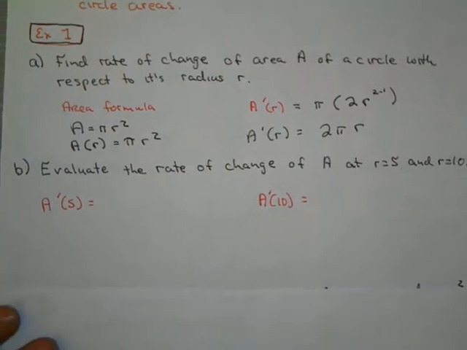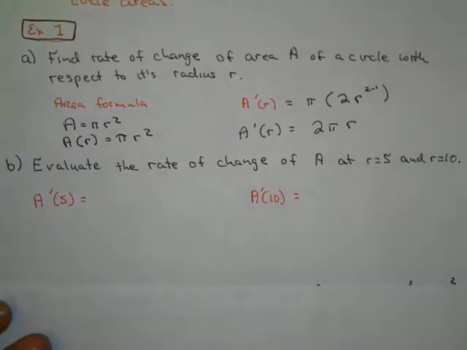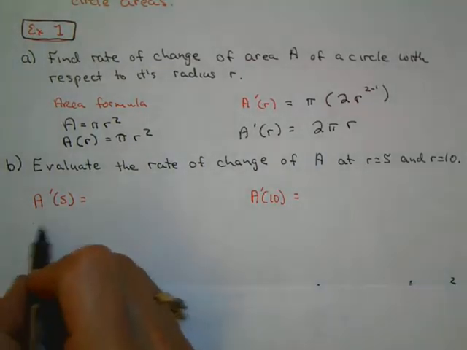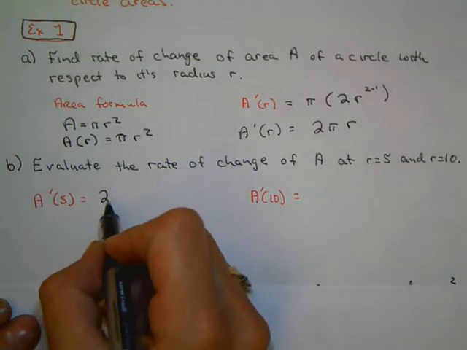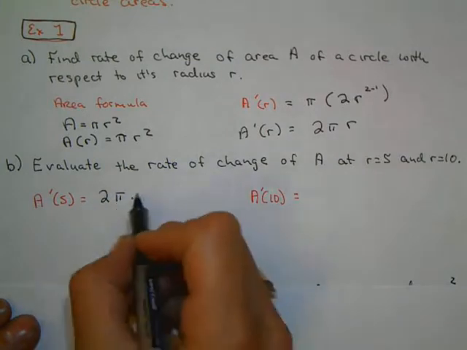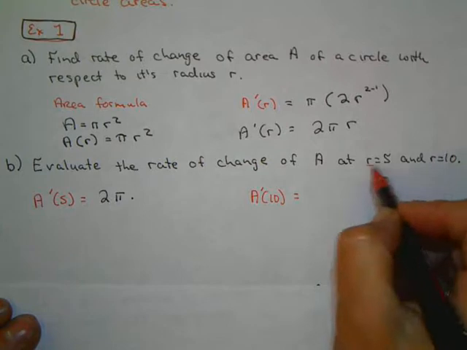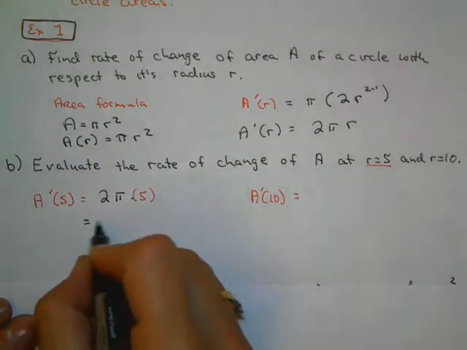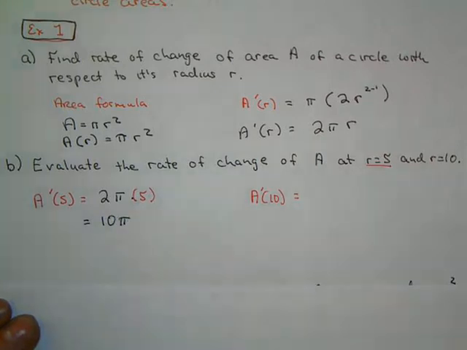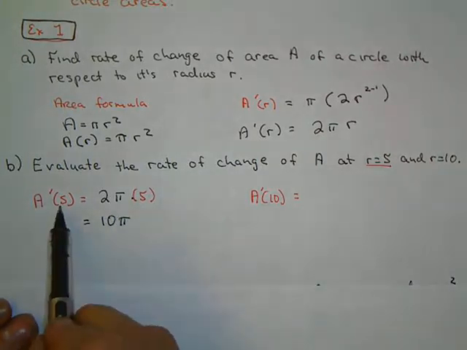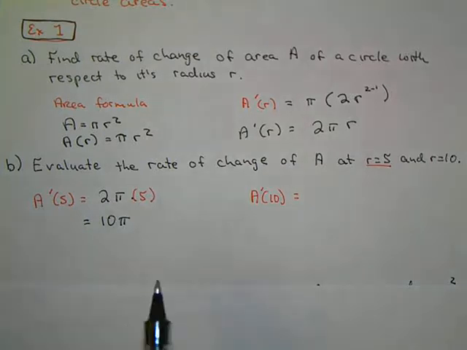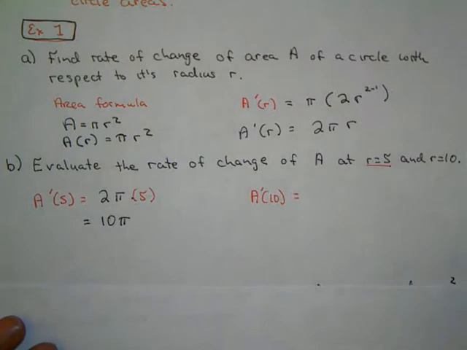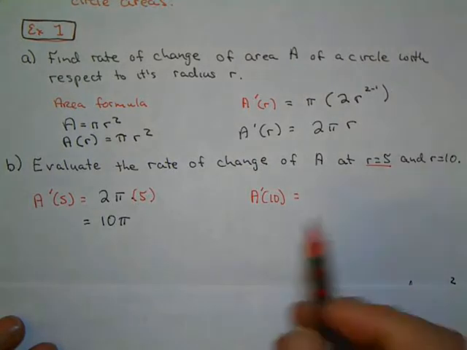Now, let's use that idea to evaluate the rate of change of A at r equals 5 and r equals 10. So we've got a radius that's 5 units long. Well, I know that my formula is 2 times pi times the radius. So for r equals 5, I'll put in 5 here, and that's going to get me a change of 10 pi. So as my radius of 5 is increasing, the area is increasing by about 10 pi square feet, or square units.